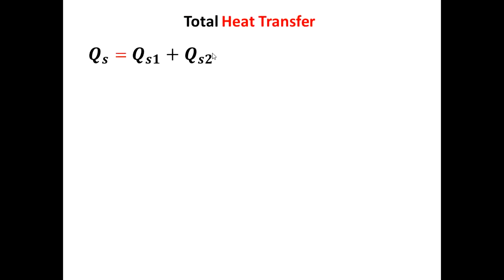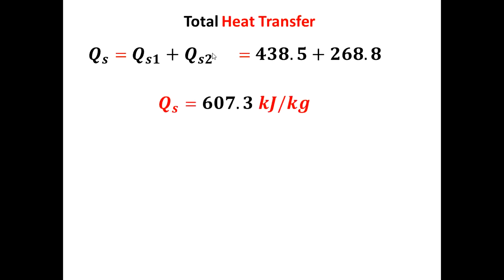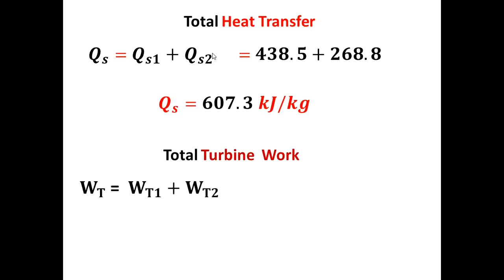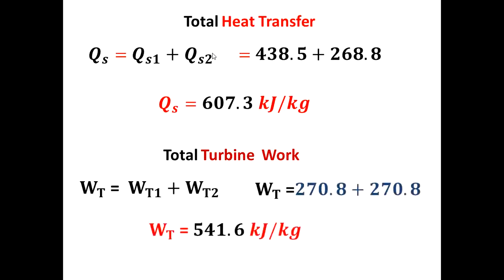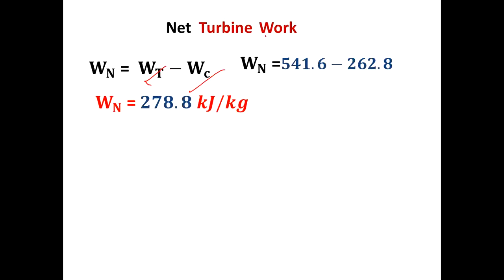Total heat transfer is QS1 plus QS2. You have the values, you will get the total QS equal to 607.3 kilojoules per kg. Turbine work, W turbine 1 plus W turbine 2, is equal to 541.6 kilojoules per kg. Already you have the compressor work, therefore the net work, W net, is equal to turbine work minus compressor work. W net you got, and then you will get the cycle efficiency.